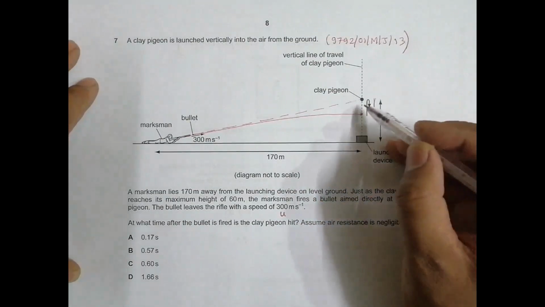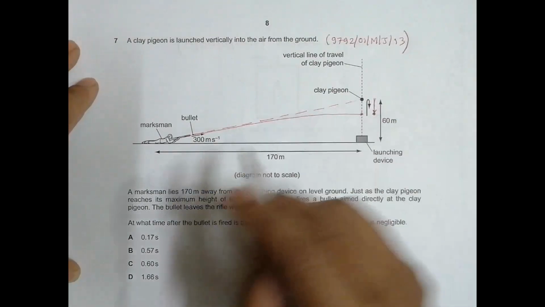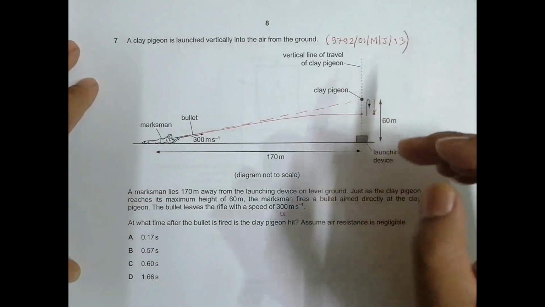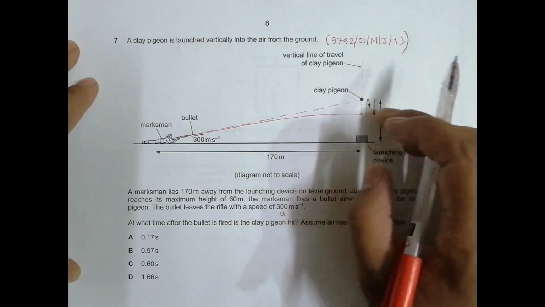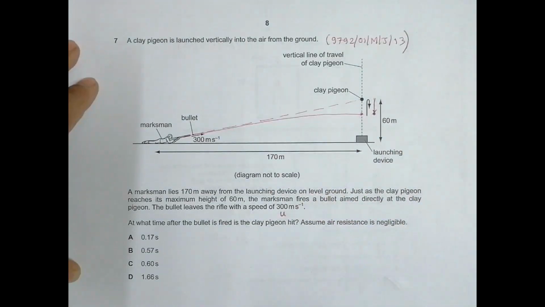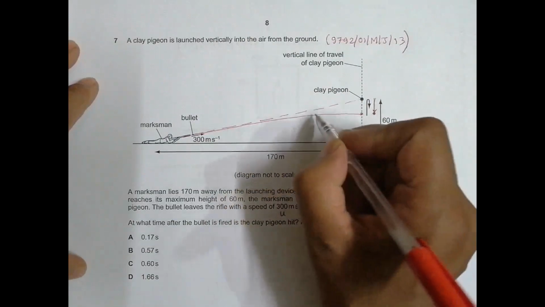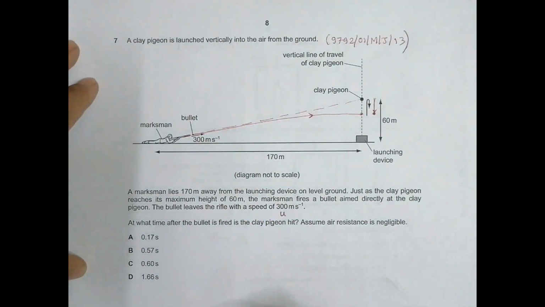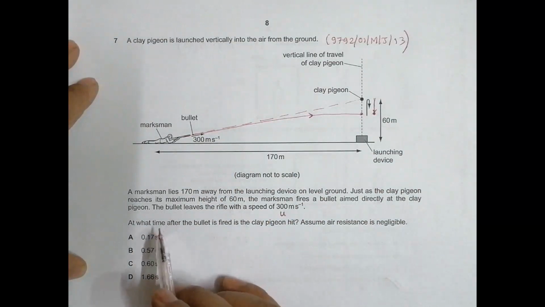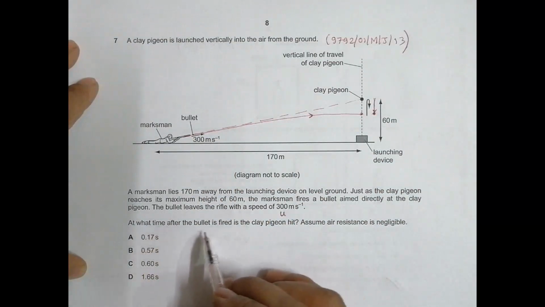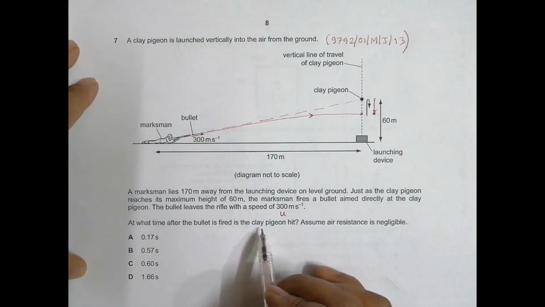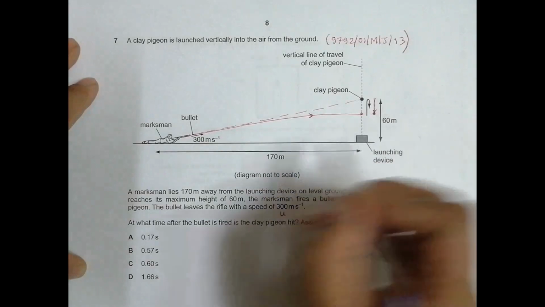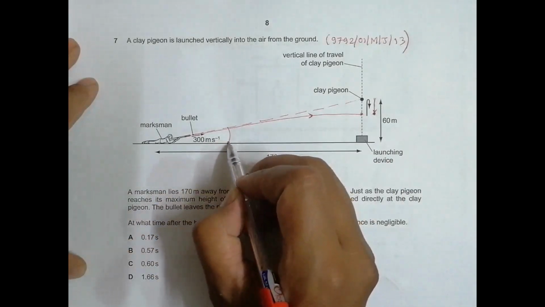The vertical distance descended by the bullet and the vertical distance descended by the clay pigeon are equal, and that's why they meet each other in air and strike each other. So this is the trajectory of the bullet. First we have to find the time after which the bullet hits the clay pigeon. For that, we need to find this angle.